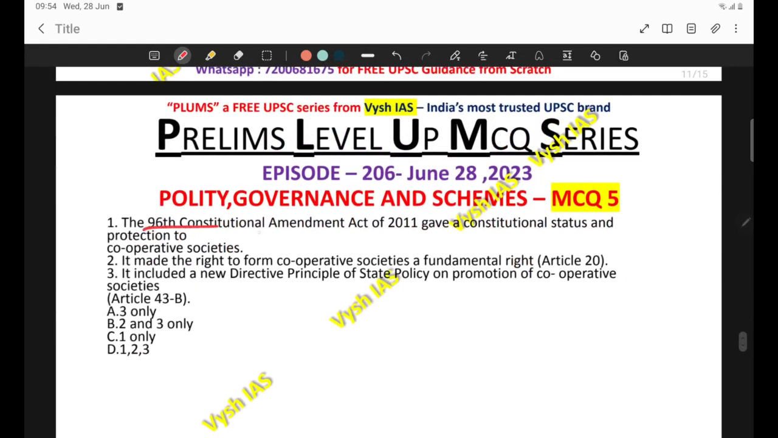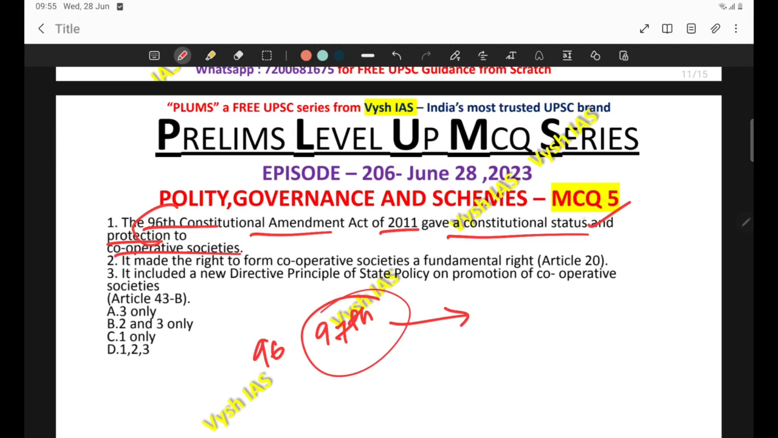The 96th Constitutional Amendment Act of 2011 gave a constitutional status and protection to cooperative societies. So the constitutional amendments and the numbers are important for the important provisions. Whenever something is related to cooperative societies, these are important provisions from the whole polity perspective. So the constitutional amendment numbers became important. Here it is not the 96th, rather it is the 97th Constitutional Amendment Act which gave a constitutional status to cooperative societies. So one is incorrect.